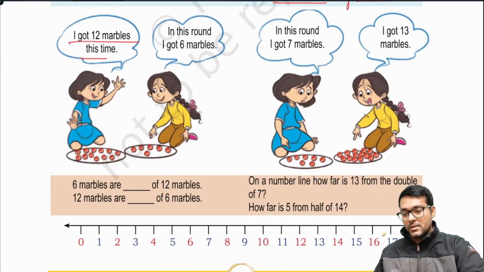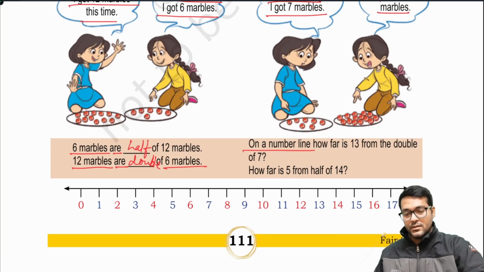I got 12 marbles this time. In this round I got 6 marbles. That means 6 marbles are half of 12. 12 marbles are double of 6 marbles. In this round, I got 7 marbles. I got 13 marbles.